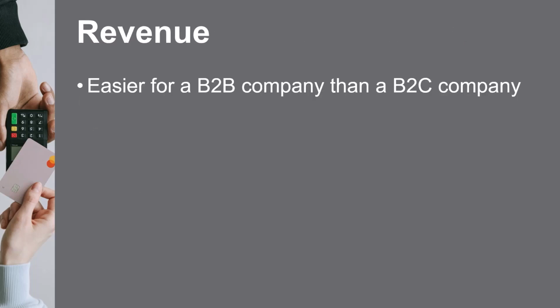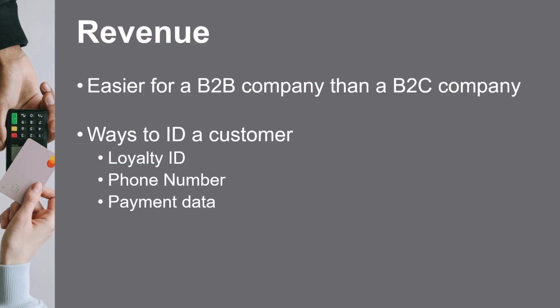Assigning a customer's revenue to them is easy for many businesses, especially those with a B2B model. B2C companies may not be able to do this. One way that a B2C company identifies a specific customer is via a loyalty ID number or phone number for the customer. This is one reason companies promoted loyalty programs so heavily. A company might also be able to identify customers via common payment data, such as the same credit or debit card being used for multiple purchases.